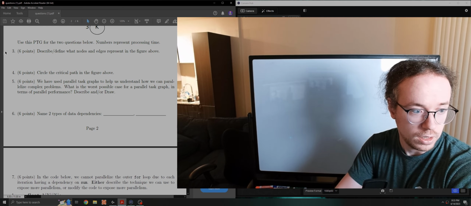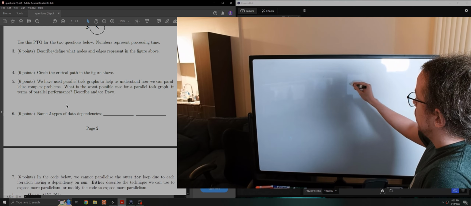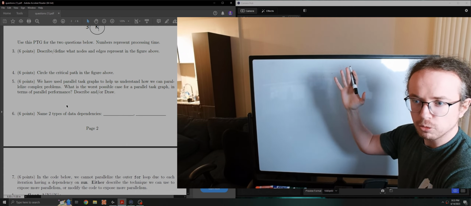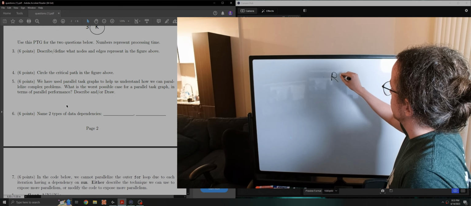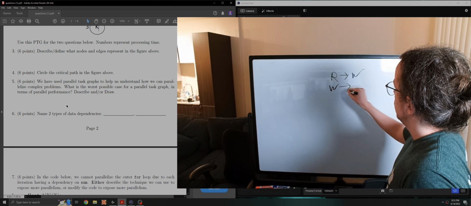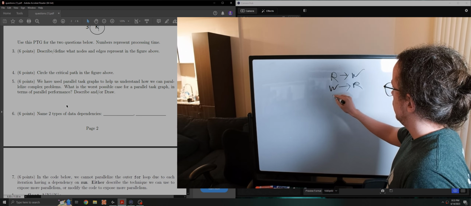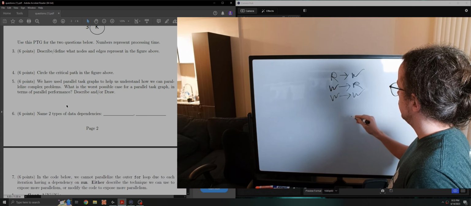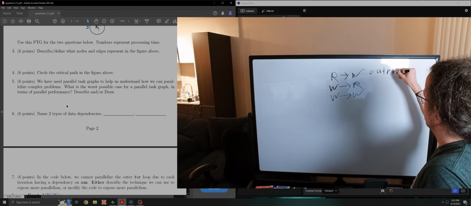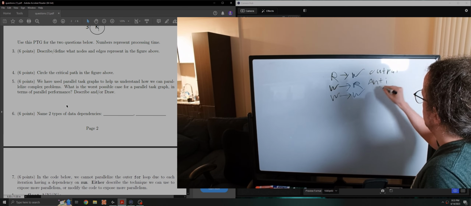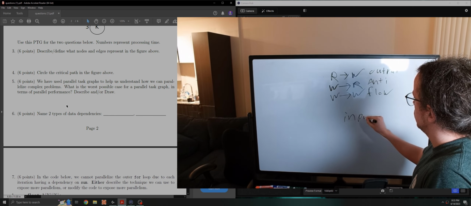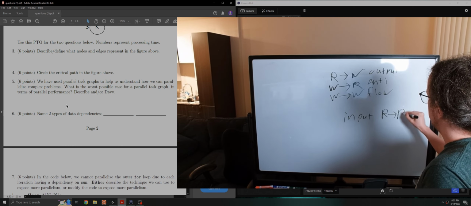So what's next? 2 types of data dependencies. Now maybe this one should have said 2 out of the 4 types of data dependencies. Maybe that would have been a bigger hint. But we have read after write, write after read, write after write. And these have their names. If I recall correctly, this is output, anti, and flow. Now there are input dependencies, which are read after read.